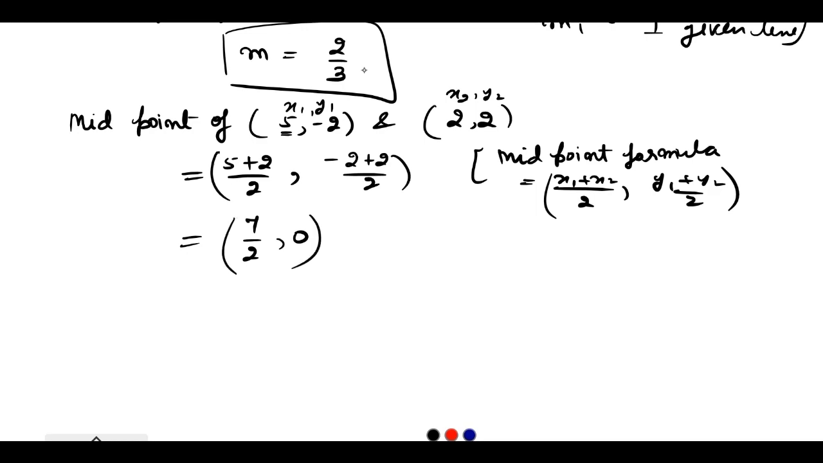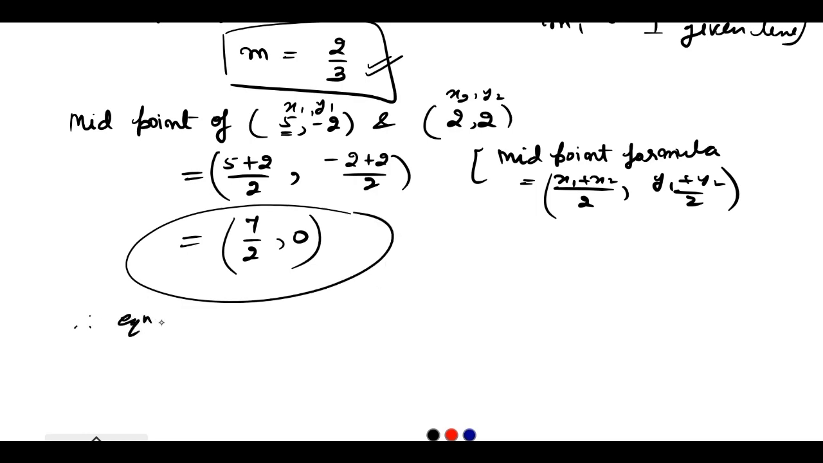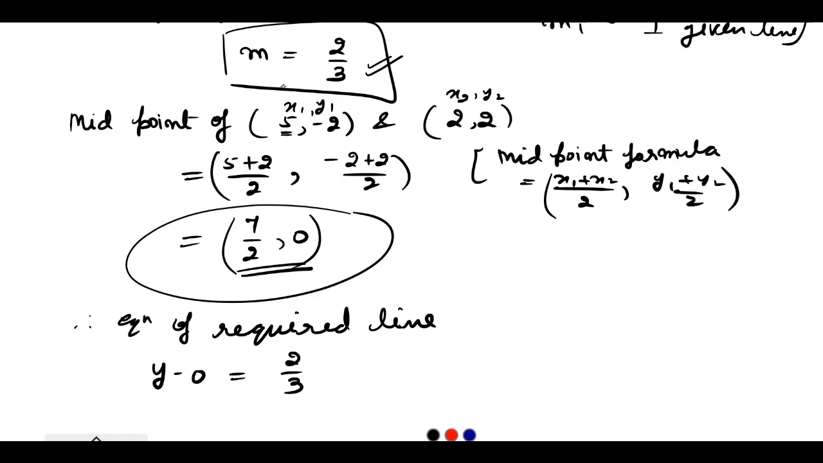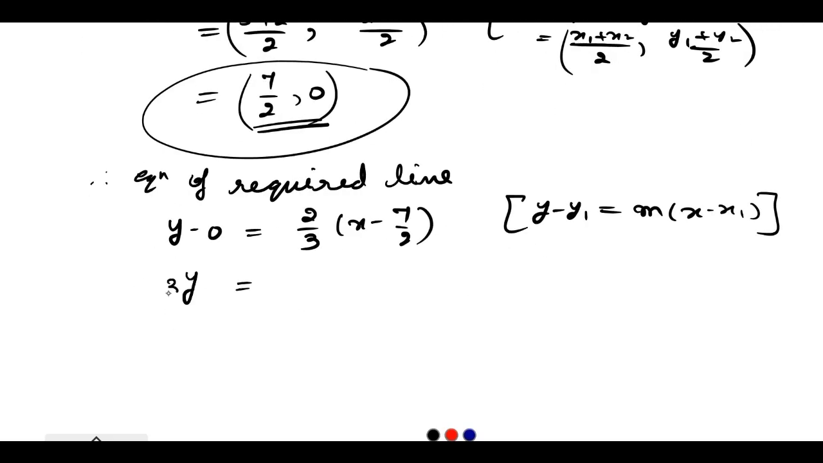Now slope of the line is 2/3 and line is passing through this point. Therefore, equation of required line: y − y1, this is the point x1, y1, is equal to m(x − x1). 2x − 3y − 7 = 0.